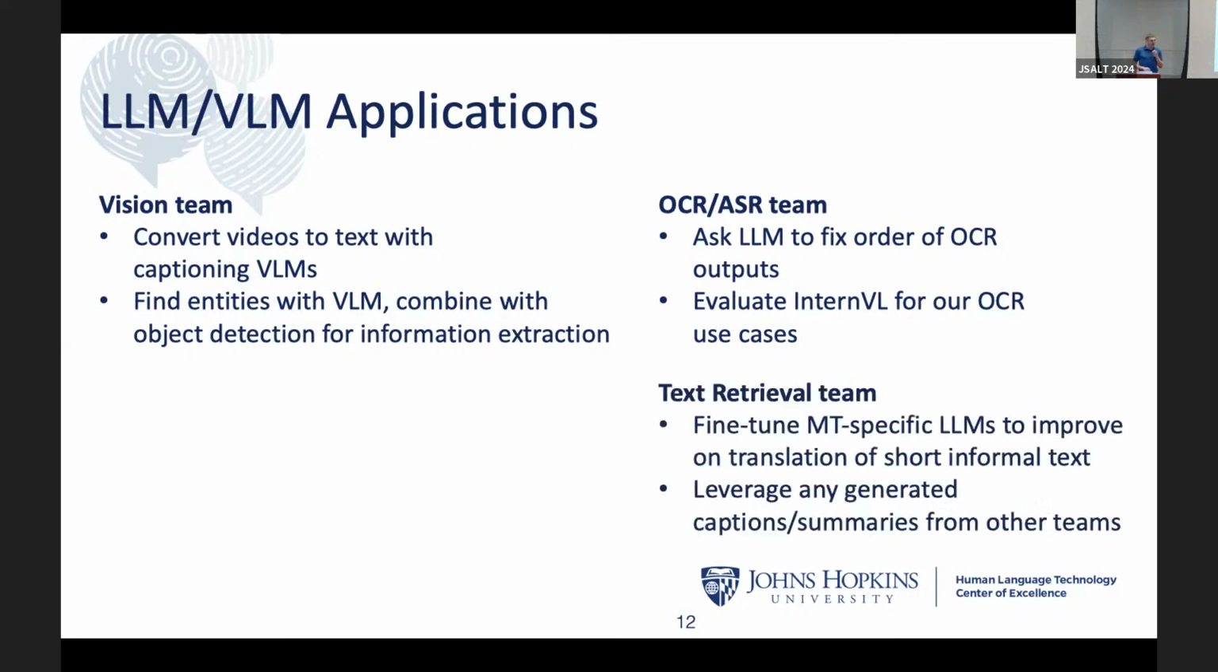because, as we said, it's potentially very, very good at OCR. For text retrieval, we're thinking about fine-tuning MT-specific LLMs that have come out of Hopkins recently called ALMA to improve on translation of very short informal text. And we also want to leverage any kind of generated text from other teams as well.